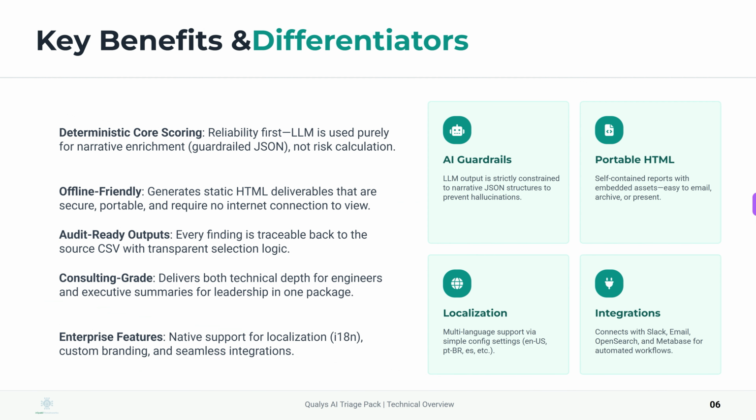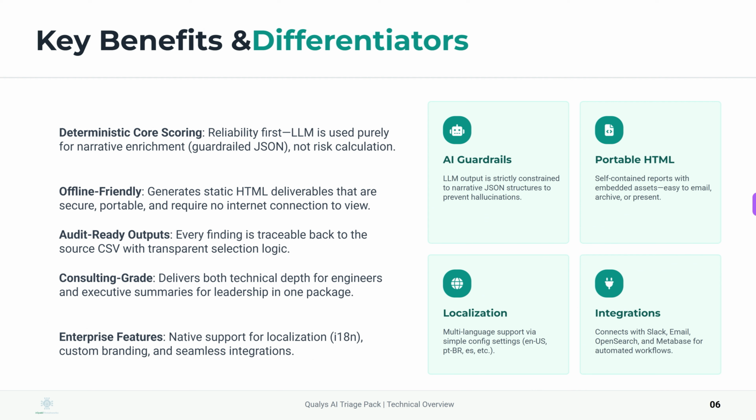Now let's talk about the key benefits and what truly differentiates this pack from a generic AI report approach. The first and most important point is deterministic core scoring. This pack is built reliability first. The prioritization and selection are driven by transparent, repeatable logic, not by AI guessing risk. The LLM is used only for narrative enrichment, and even then it's constrained. That means you can rerun the same data set and get the same prioritization outcome, which is essential for governance, audit, and operational trust.